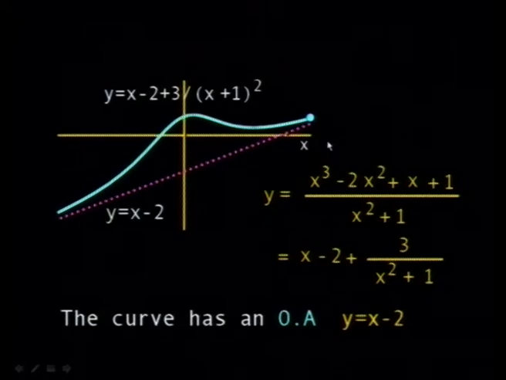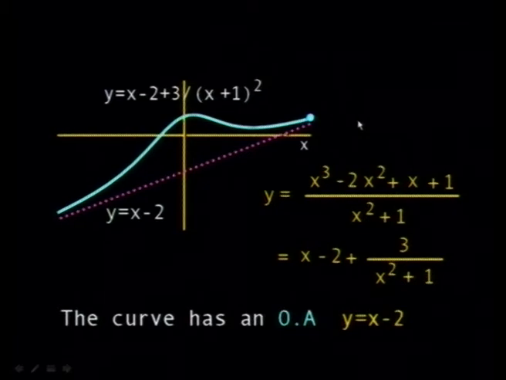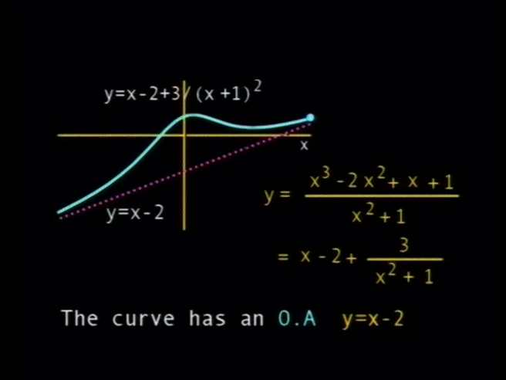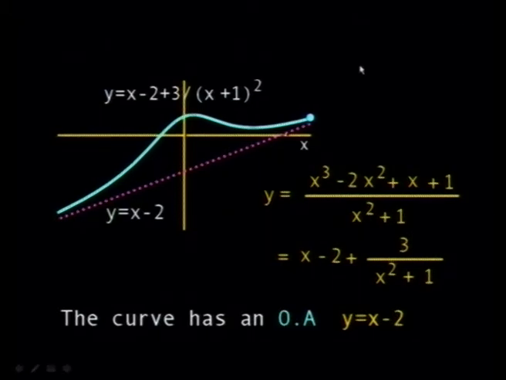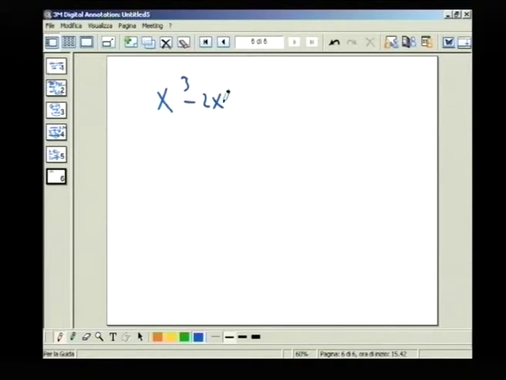This function here has what we call an oblique asymptote. So in fact, you have all kinds of asymptotes. Let us take this function, for example: x cubed minus 2x squared plus x plus 1 divided by x squared plus 1. Of course, had the denominator been x squared minus 1, then you would have two asymptotes at 1 and minus 1, but you have here x squared plus 1. So there are no roots in the denominator. Then there are no vertical asymptotes. Again, there are no horizontal asymptotes.